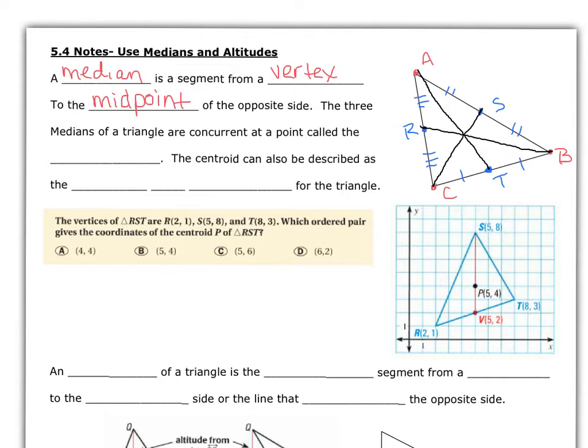The medians of a triangle are all concurrent, meaning they all meet up at a point that is called the centroid. The centroid can also be described as the center of gravity. So if you were to hang a triangle from one point on the interior of the triangle so that you wanted the triangle to hang from the ceiling perfectly parallel to the ceiling and the floor, you would have to hang it from its centroid, the center of gravity.